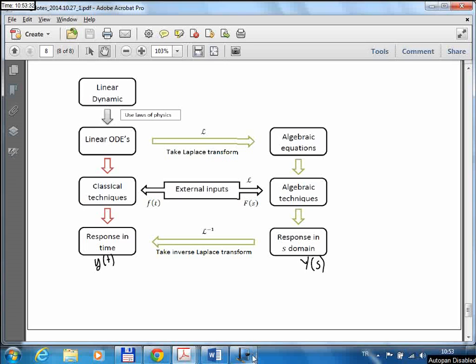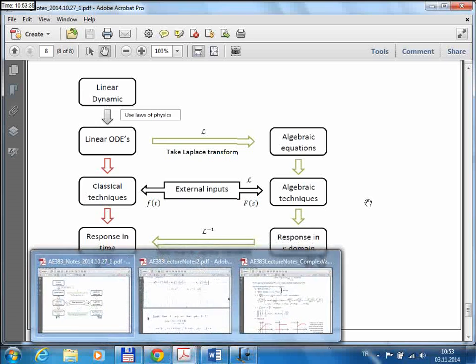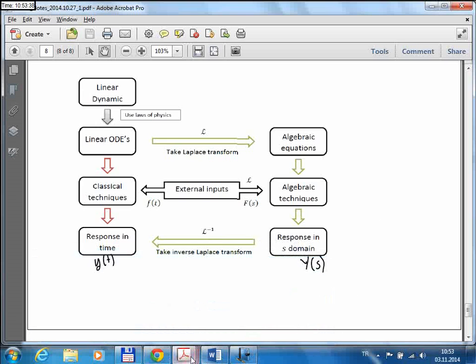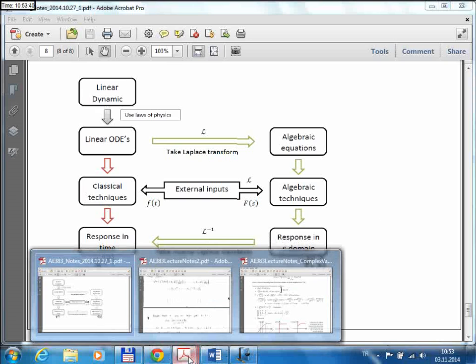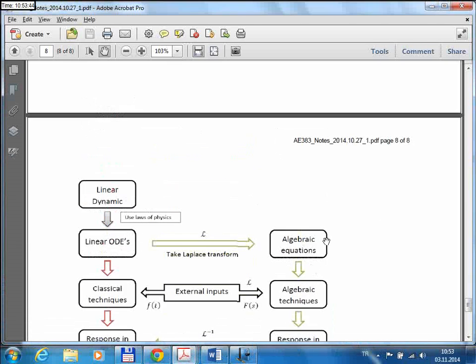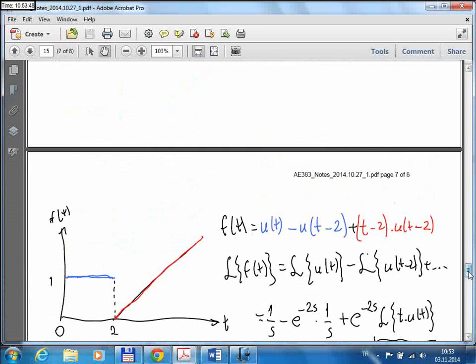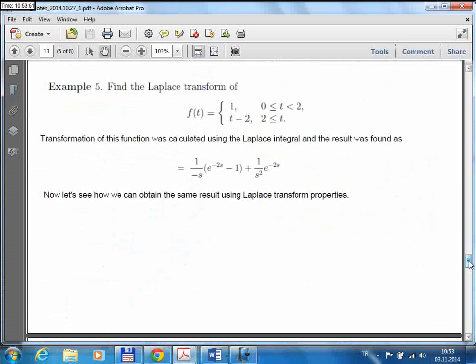Okay, so as usual, let's start with a review of our last lecture. Our last lecture was last Monday. So last week I talked about properties of Laplace transformation.